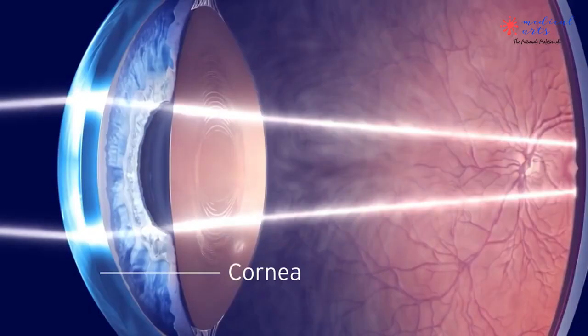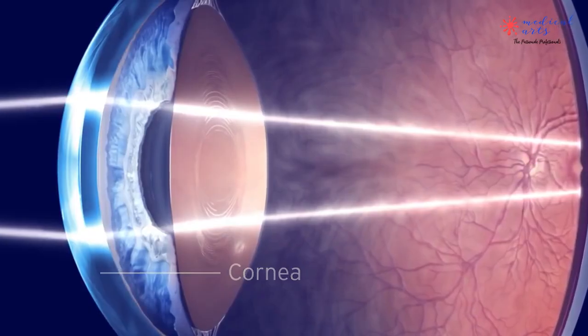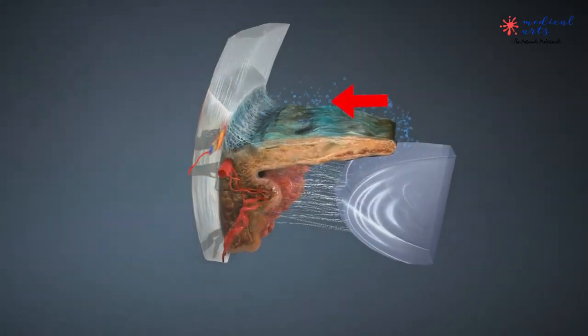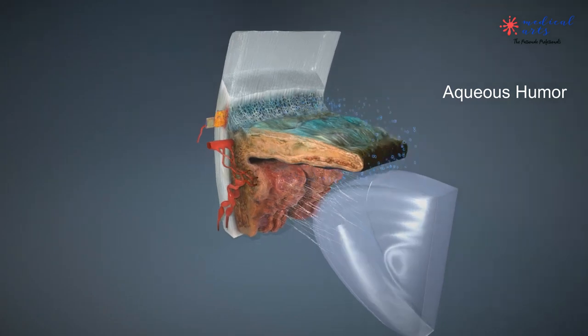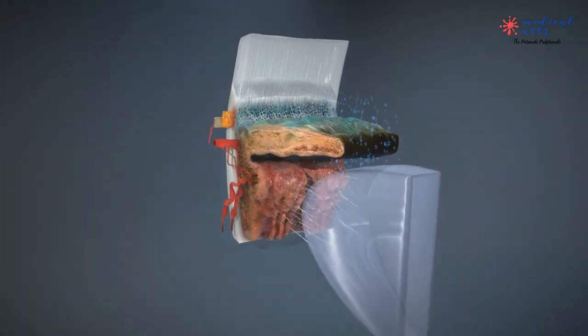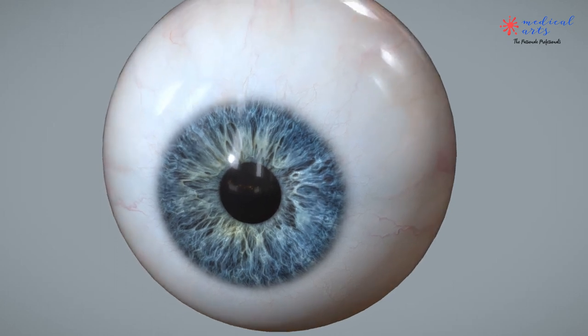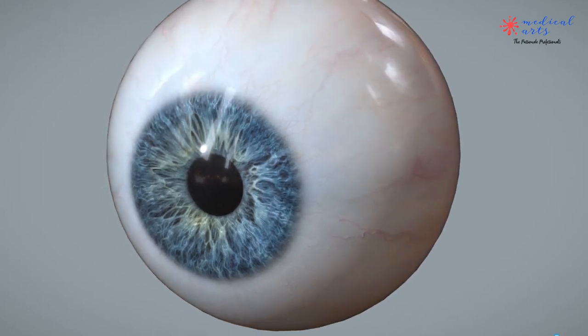Behind the cornea is a fluid-filled space called the anterior chamber. The fluid inside the anterior chamber is called aqueous humor, which helps in maintaining constant eye pressure. Cornea and sclera also act as a barrier against dirt, germs, and other substances that can harm the eye.